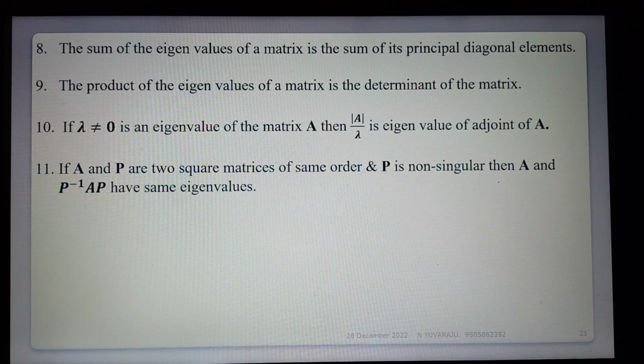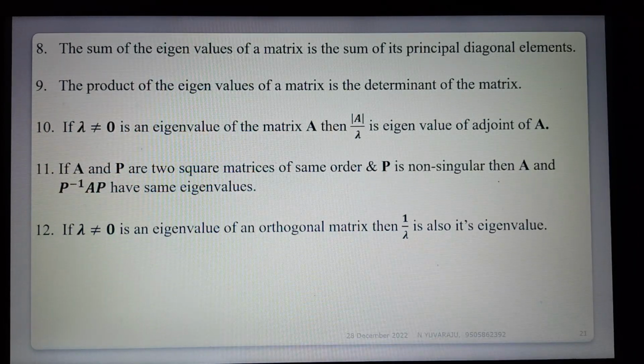So next one, if A and P are two square matrices of the same order and P is non-singular, then A and P inverse AP have the same eigenvalues. So here P inverse AP and A both are similar matrices. And similar matrices means having the same eigenvalues. P is any non-singular matrix.